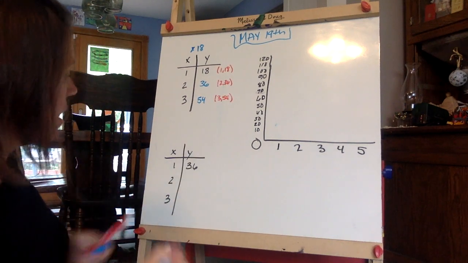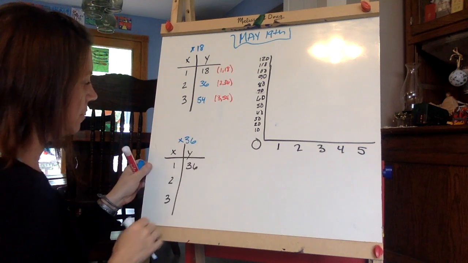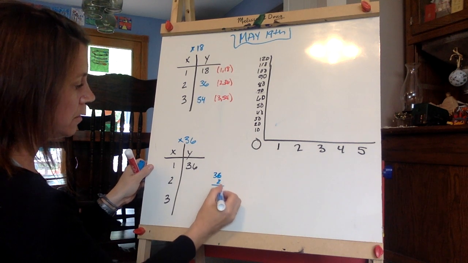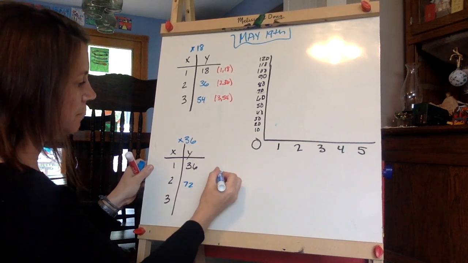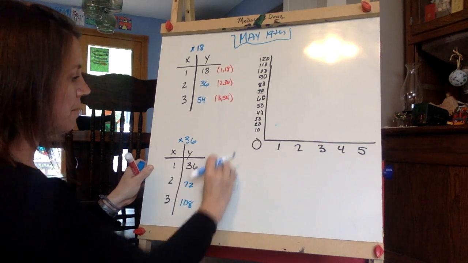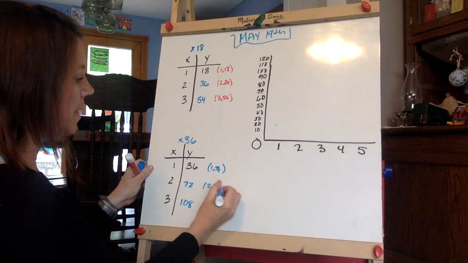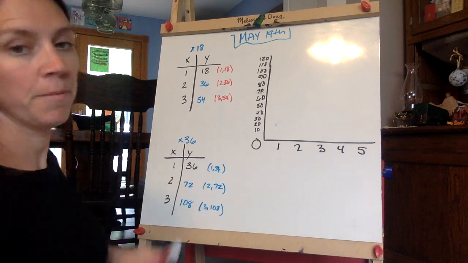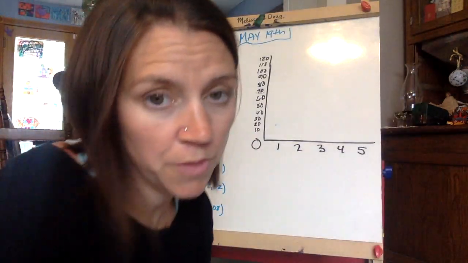Then down here, I go from a 1 to a 36. So that's multiplying by 36. So then I would need to do 2 times 36, and I get 72. And then I would have to do 3 times 36, and I get 108. Then I would make my ordered pairs, just like I did up there, and then I have to plot them. So when I plot them, remember we're going over then up, and you can see there's only one graph, so you're plotting them on the same one.